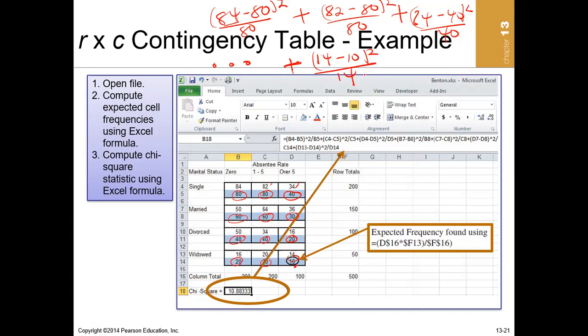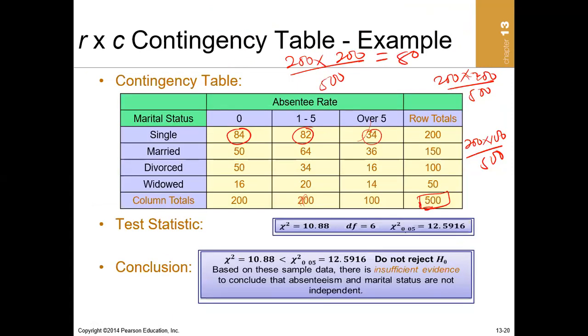So when you do everything for all the 12 cells and you add up, the computed chi-square is 10.88333. You can try. Use this formula, do it for each cell and add up. You get the computed chi-square to be 10.88333. Now, how do we get the degree of freedom?